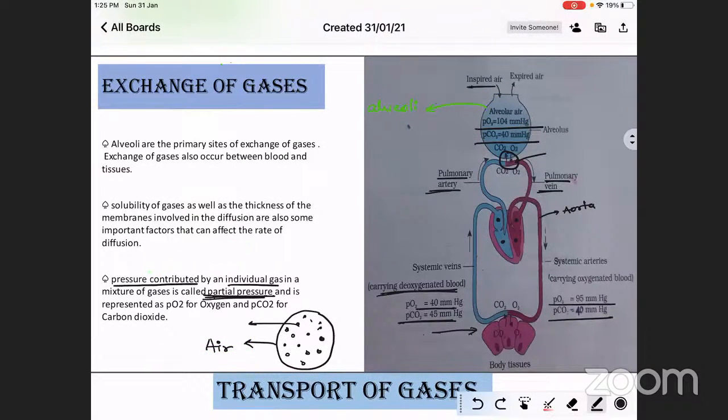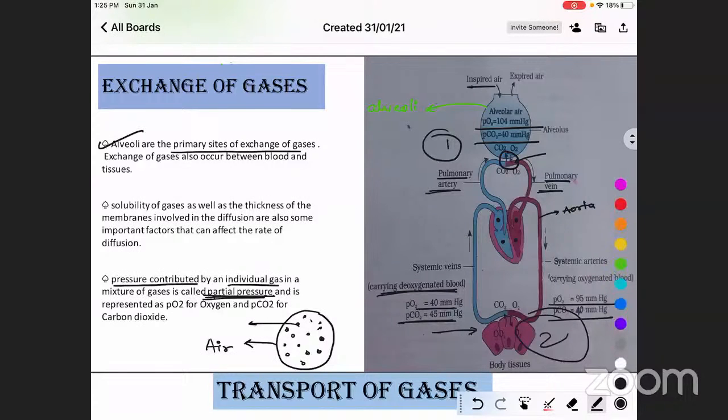For the exchange, we have to remember some important factors that are responsible for the diffusion of gases. First, remember that the alveoli are the primary site of exchange of gases. This is the first level: the exchange from the alveoli to the blood vessel. And this is the second: from the blood vessel to the tissues. So these are the levels where the exchange will take place.